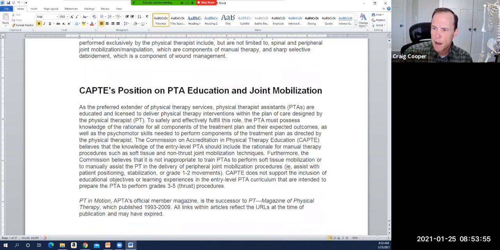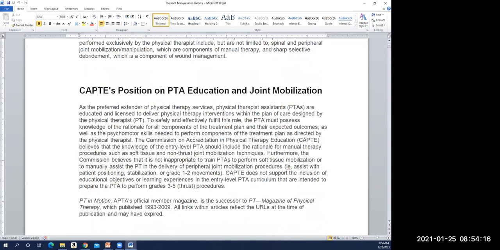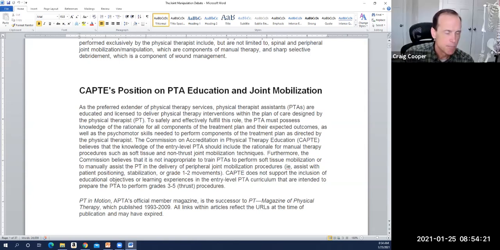And so if we look down at the bottom here, the commission believes it's not inappropriate to train PTAs to perform soft tissue mobilization or to manually assist the PT in the delivery of peripheral joint mobilization procedures, stabilizing or grade 1 to 2 movements. So according to CAPTE, we can teach you how to do grade 1 and 2 mobilizations, where we're not actually stretching the joint capsule at all, like we do with the 3s, the 4s, or the 5s.